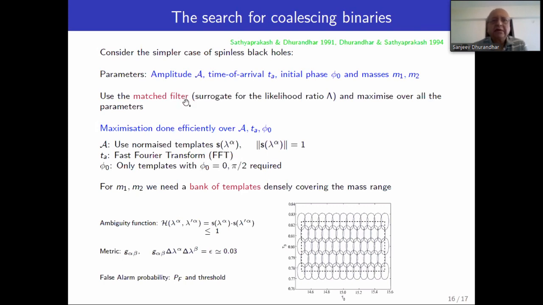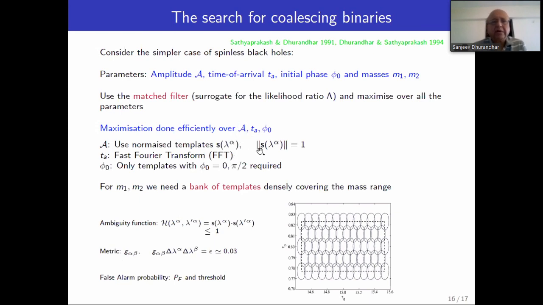Now use the matched filter, which is the surrogate for the likelihood ratio lambda. If you have to do maximum likelihood, you have to maximize lambda over all the parameters, but the surrogate is the matched filter. So you have to take filters corresponding to the parameters and calculate the statistic at each point. The maximization has to be done over A, TA, phi naught, M1 and M2. One thing we showed at that time was that these three can be done very efficiently.